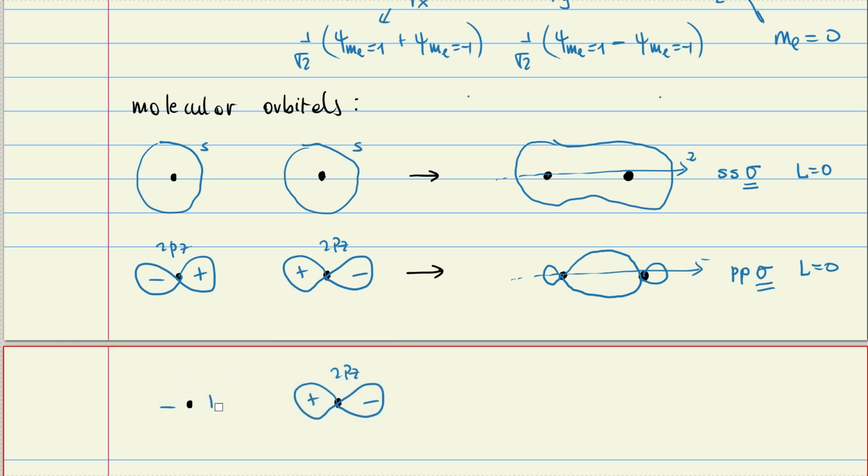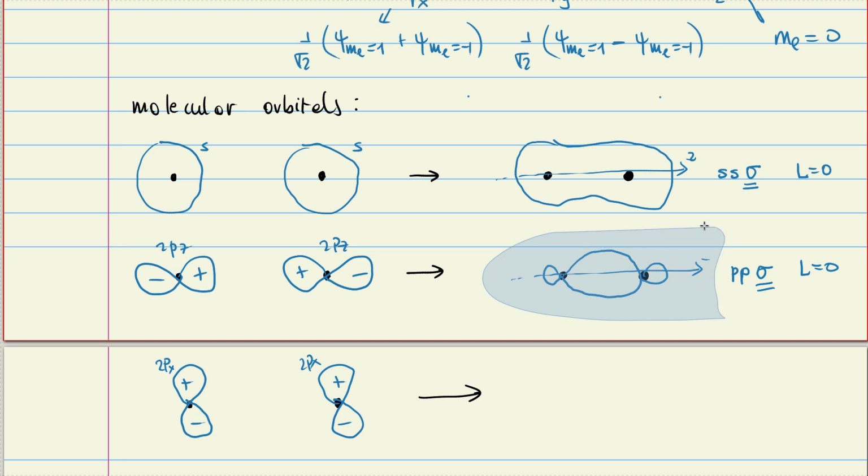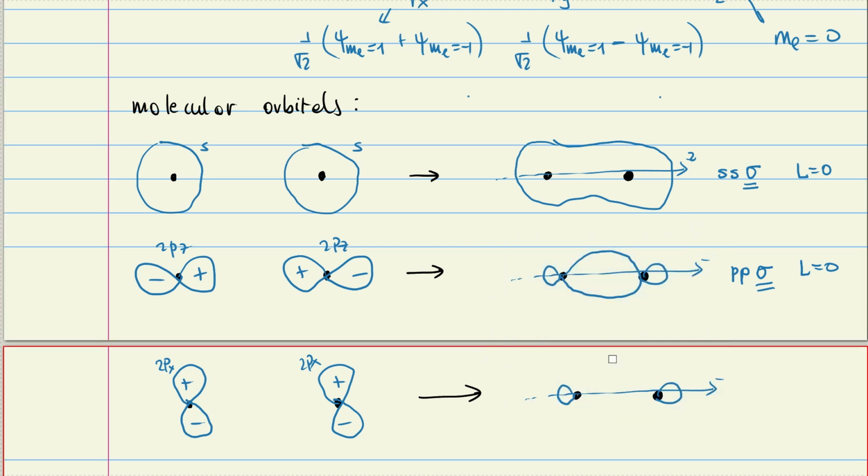For example, we can consider this one and this one, right? This is going to be 2p. It can be y or x, but let me choose x. This is 2px. This is 2px. This is plus, plus. This is minus, minus. And when they combine, let's erase these ears.